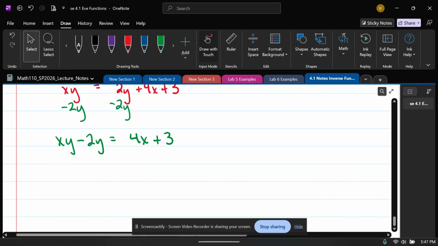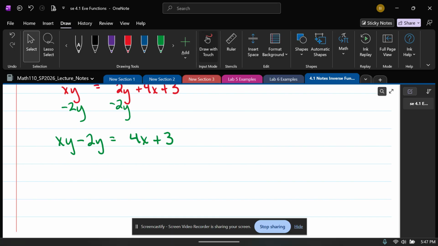Now, the next thing I want to do is the trick to these. This is the most important step. Once you get the y's on the same side, factor a y out of the left side. Both of those have y, so I'm going to factor y out. So y, then x minus 2. And then the other side is still the 4x plus 3. So I took that y and I pulled it out, and that left me the other stuff, the x minus 2.